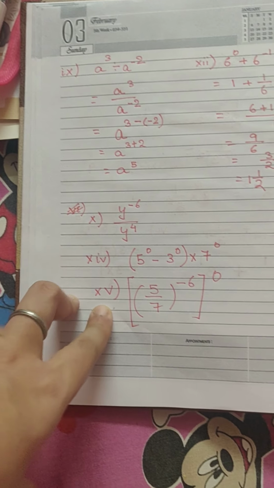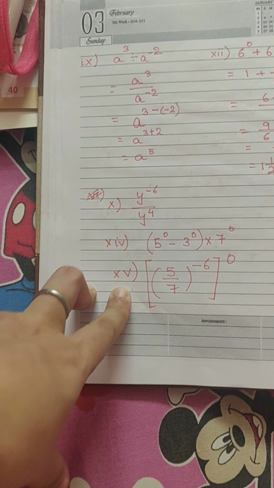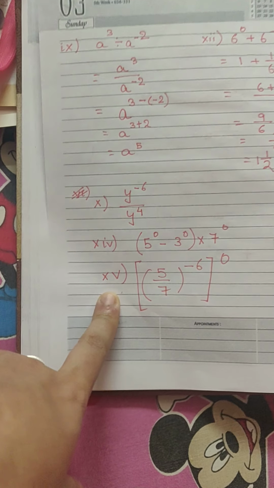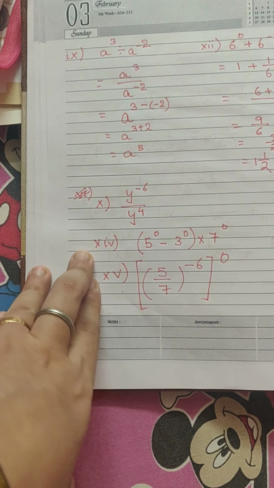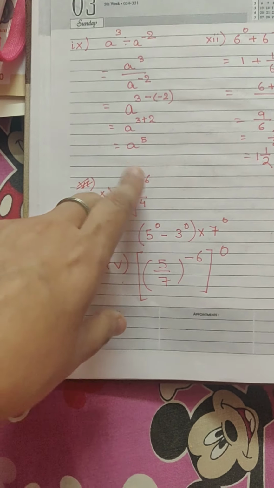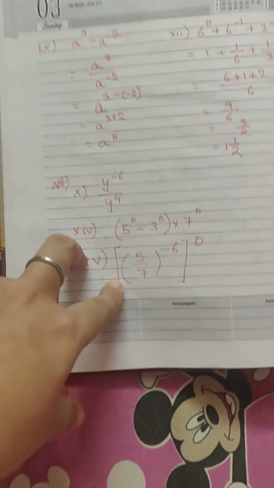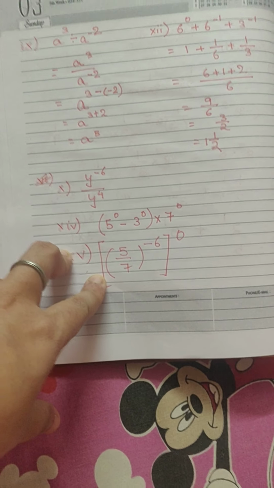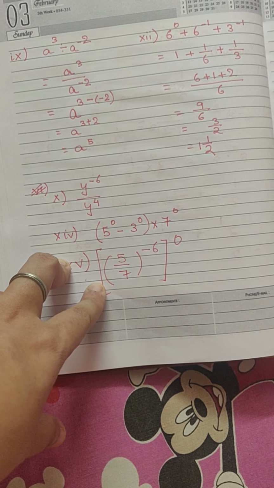These three are your homework. Please note down the homework as you don't have the book yet. Question number 10, question number 14, question number 15. These three you will do as your homework. In the next video, I'll be telling you about the remaining sums of the exercise.